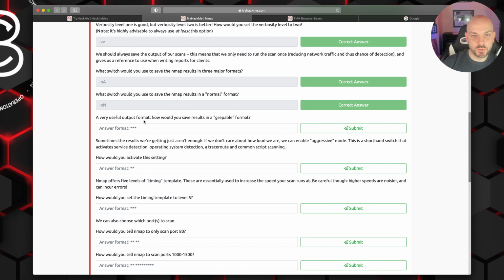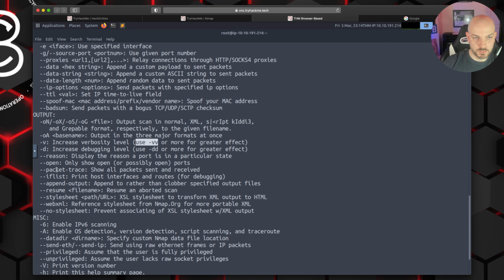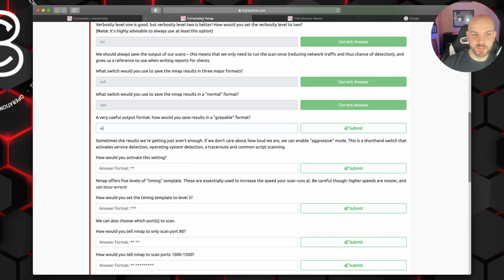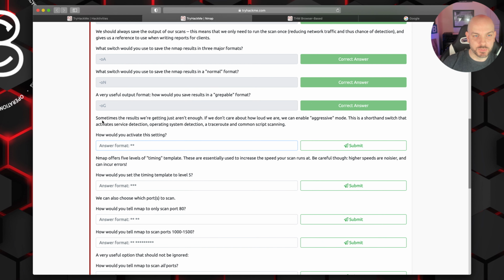Very useful output format. How would you save in a greppable format? Capital G. I mean, come on, that's simple. I like it when the switches actually line up as far as the letter of the word that we're using for whatever it is that we want to do. That makes it easier. That's not always the case, depending upon what tool set you're using.